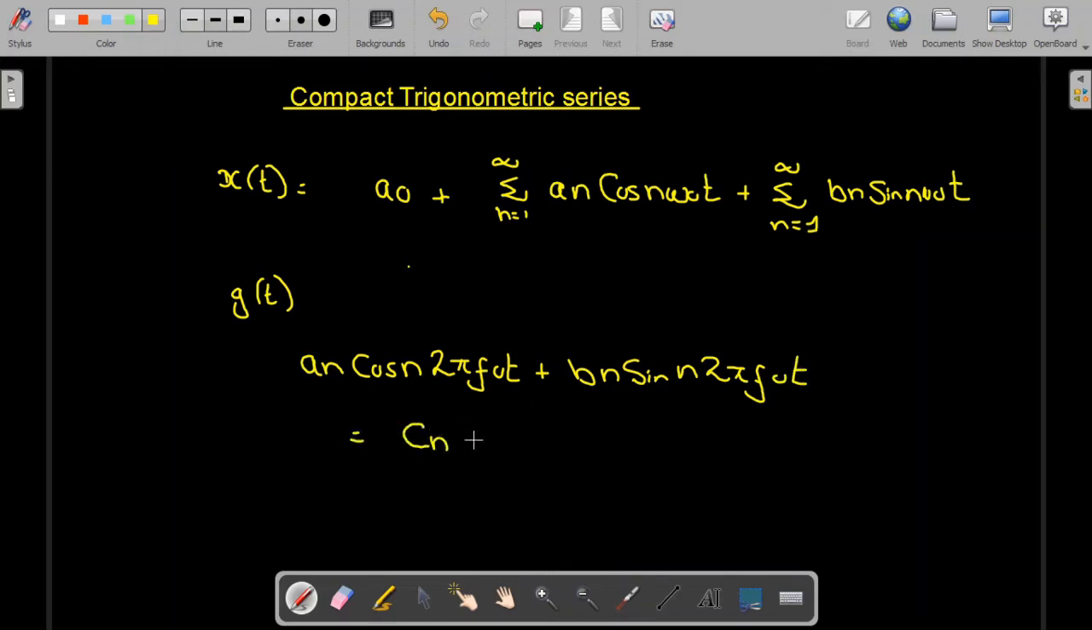So c is my another coefficient. This is going to be equal to c n into cosine of n omega naught t, which is 2 pi f naught t, plus theta n. So this is the compact representation. I can substitute this in place of this.